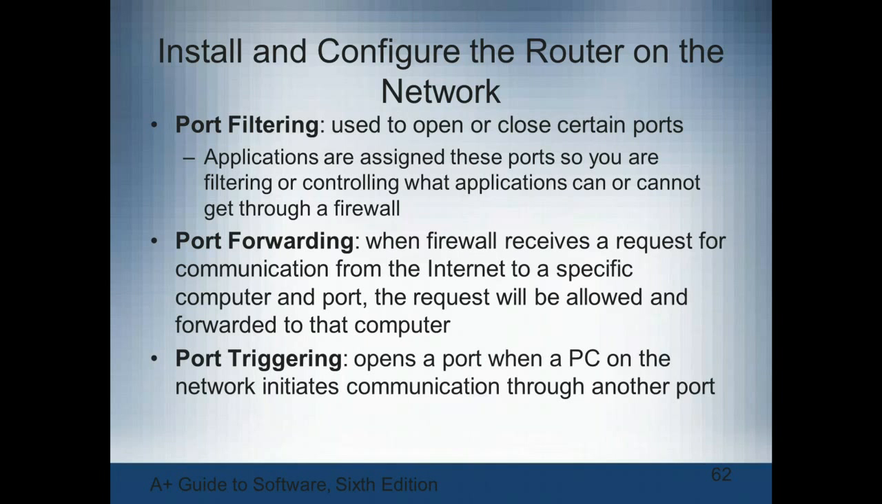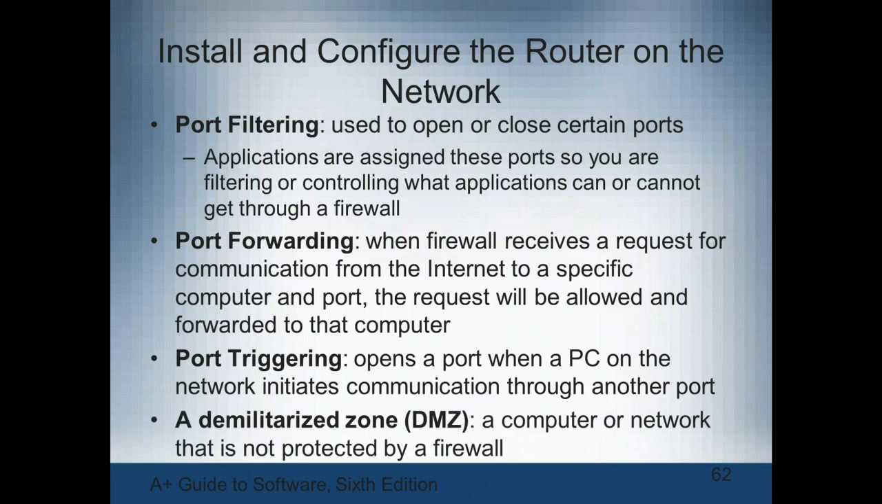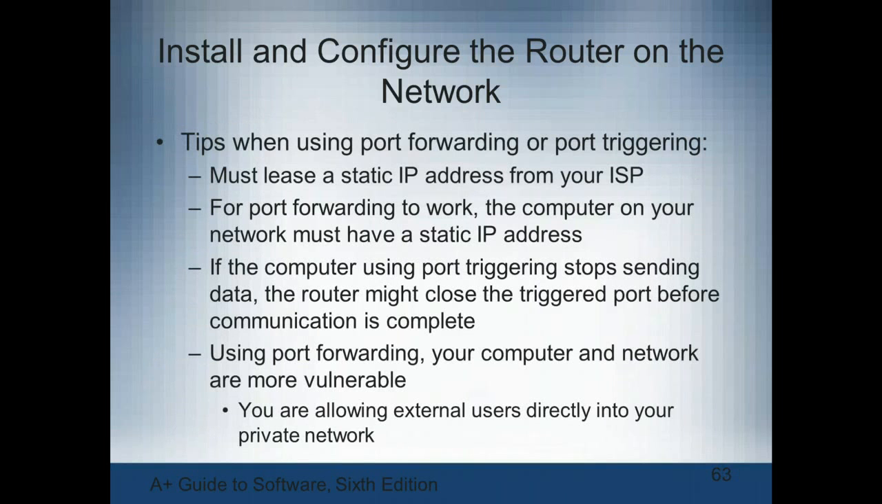Port triggering opens a port when a PC on the network initiates communication through another port. We have a DMZ. A DMZ is an area that everybody can get to, with a limited number of things. Demilitarized zone. What you usually put in a DMZ is a web server, maybe an FTP server. Because if you're selling stuff, you want everybody to be able to get there to buy your stuff. You don't necessarily want them to be able to get to all of the resources. That's going to be our protected internal network, which you have to get through a firewall to get to.